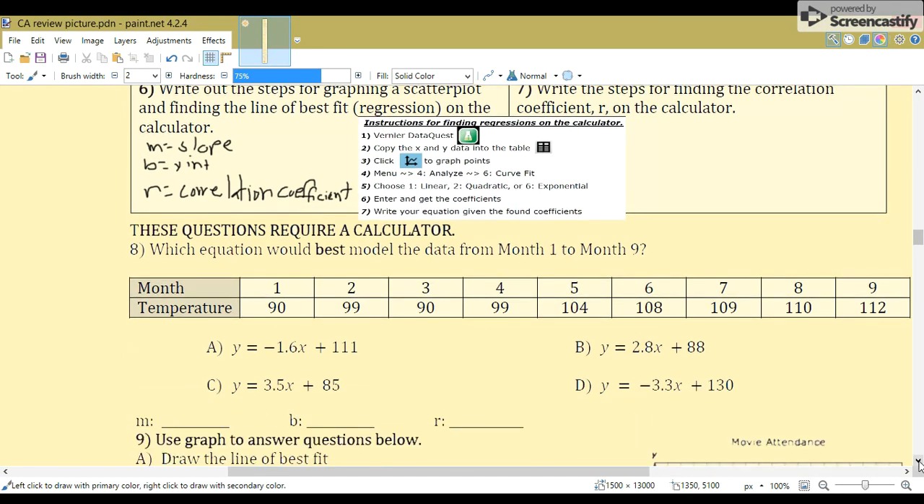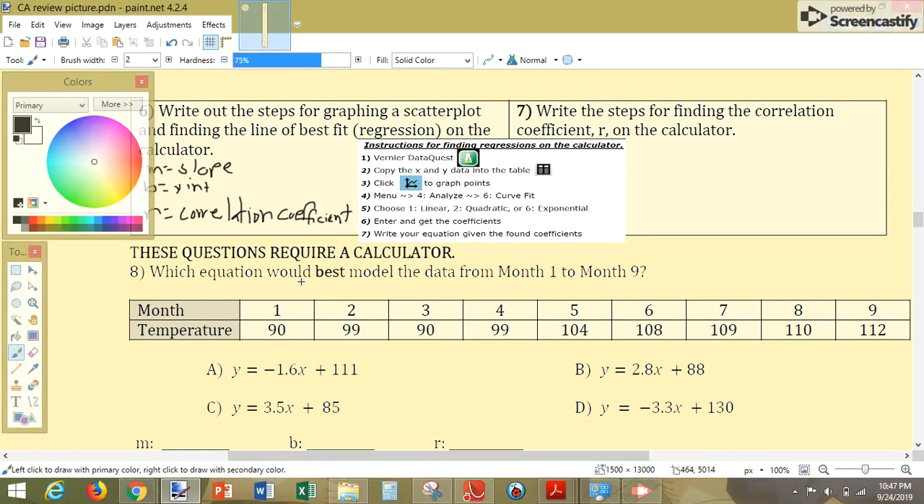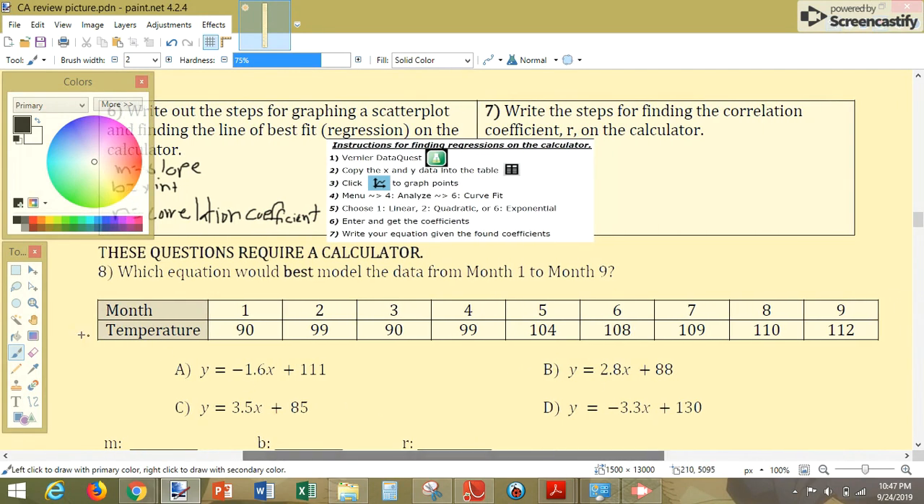Okay, let's look at number 8. Which equation would best model the data from month 1 to month 9? We have months and we have temperatures. Months is going to be time. Time is almost always x. And then temperature will be your y values, your outputs.